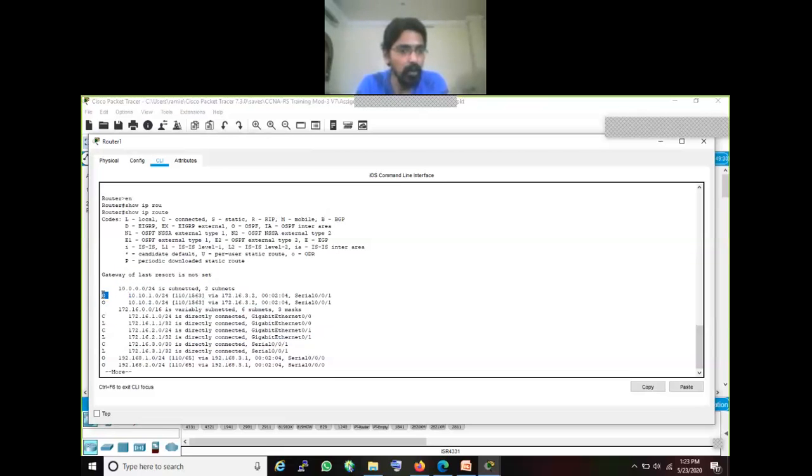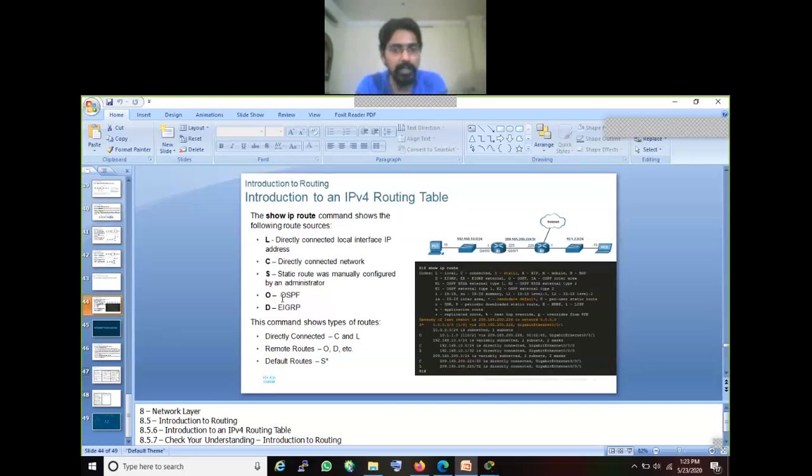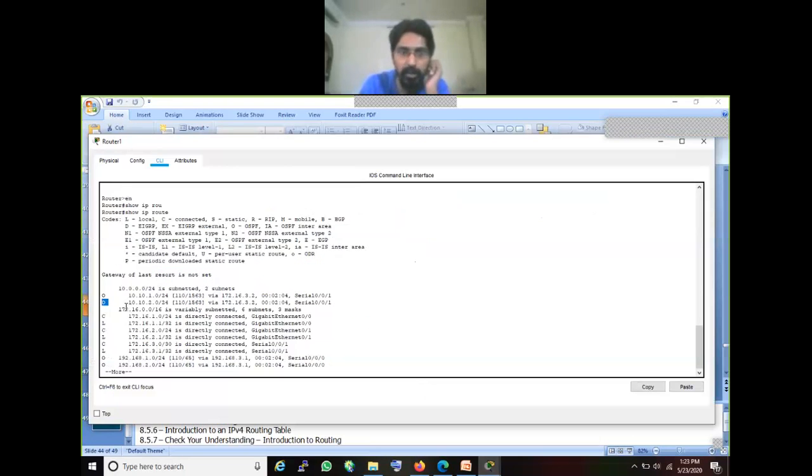Observe. First we have O. What is the meaning of O? Capital O means OSPF. That means I used the OSPF routing protocol to transfer data from the 10.10.1.0 network to the 172.16.3.2 network. So the routing takes place over there. Next, the 10.10.2.0 network to the 172.16.3.2 network. That means routing. I had written the routing protocol myself. That routing protocol is OSPF. It is represented with capital O.